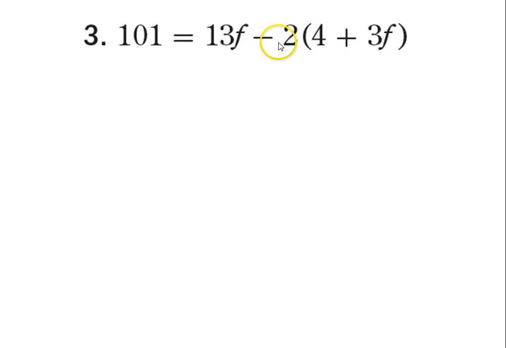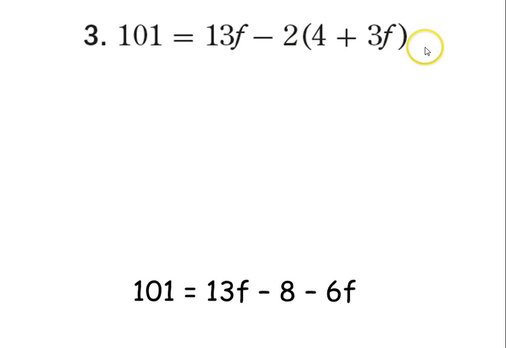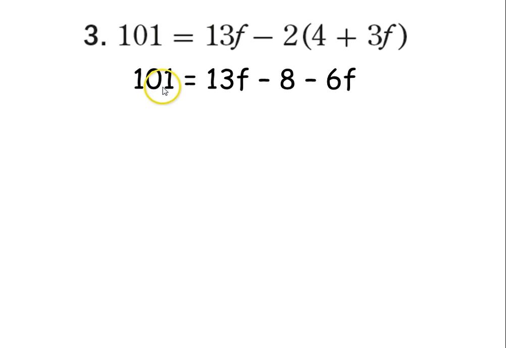negative 2. So we're going to do negative 2 times 4, and then negative 2 times a positive 3f. And when we do that distribution, we get the 101 still here. The 13f is still here. This negative 2 times 4 becomes a negative 8. And negative 2 times positive 3f becomes negative 6f. So that's where the minus 8 and the minus 6f comes from, that distribution of negative 2. Now we have like terms.